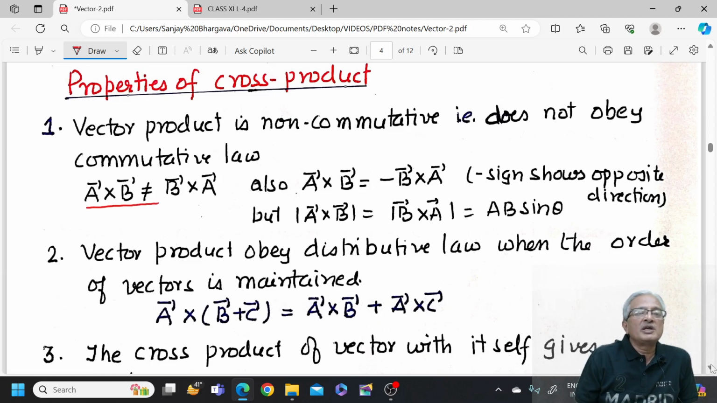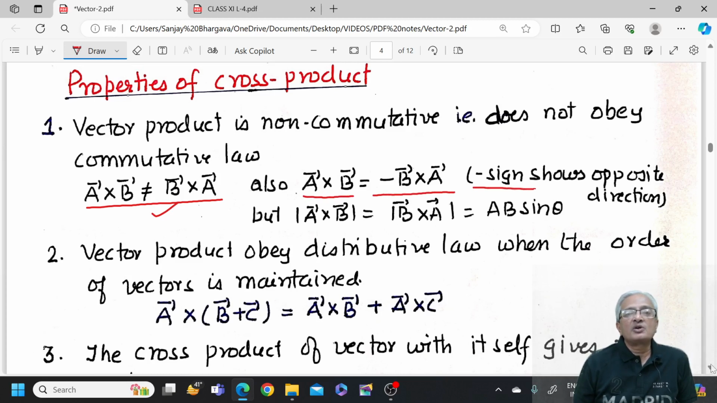So A cross B is never equal to B cross A. Though their magnitudes may be the same, their directions are opposite. So we can write A cross B is equal to minus B cross A. What does the negative sign show? Both are opposite in direction, but their magnitudes are equal and equal to AB sine theta.